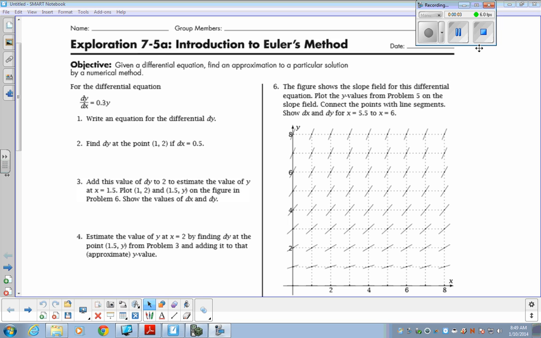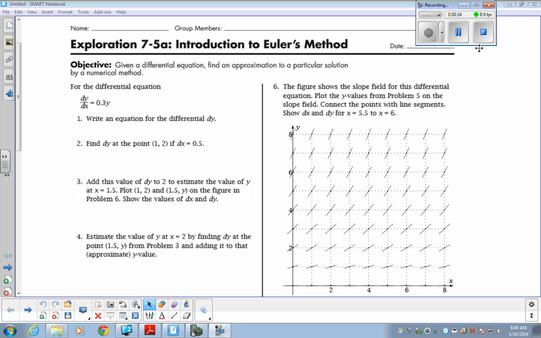Hello, today we are talking about what's called Euler's method. It is spelled E-U-L-E-R, however, it is pronounced "Oiler's". So this is a method to actually find an approximation to a particular solution with a differential equation. So looking at what we've been given, we have dy/dx is 0.3y.